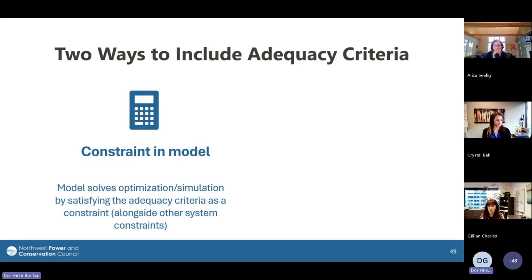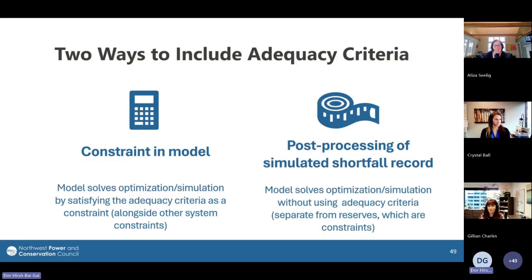For those of you who follow Genesis, that is not what we do. It is a post-processing of the simulated shortfall record. We talked about the many iterations. We create a shortfall record, and then we do statistical analyses to the tools. These are both valid. If your model has a way to incorporate adequacy as a constraint, you could do that.